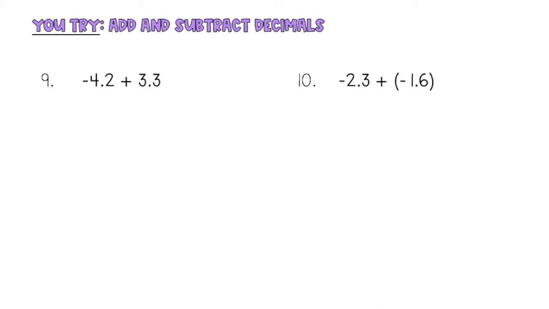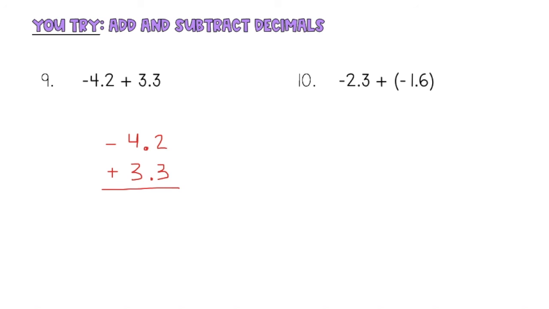Number 9, negative 4.2 plus 3.3. I'm going to set up my problem. I have negative 4.2 on top because it's the larger number. And on the bottom, I have 3.3. And these two are different signs. That means they're going to cancel each other out. We're going to subtract these numbers and see what we have.